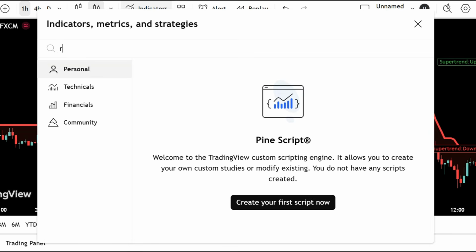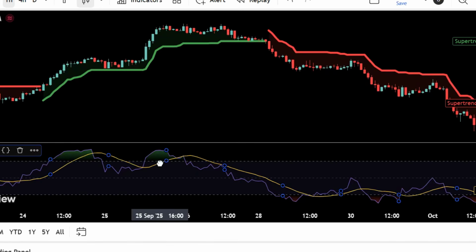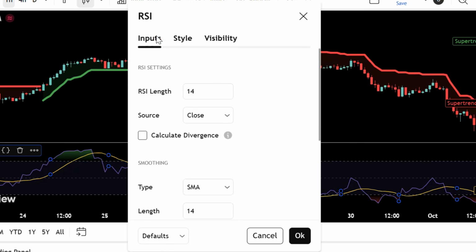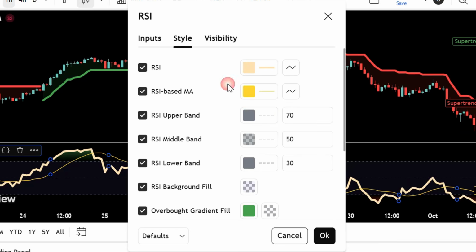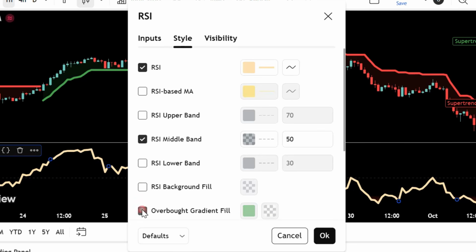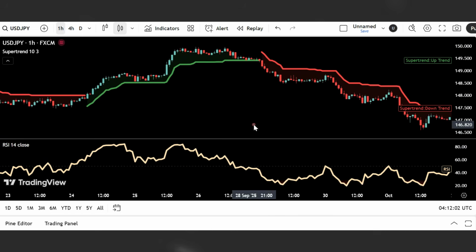Next, add RSI to your chart. Go to its settings, set the RSI length to 14, and in the style section, customize the line color to bright yellow so it stands out. Make the line thicker for better visibility. Click on the RSI middle band to enable it and turn off all other unnecessary options to keep the chart clean. Then click OK to apply. Now your chart is perfectly set up and ready for this strategy.